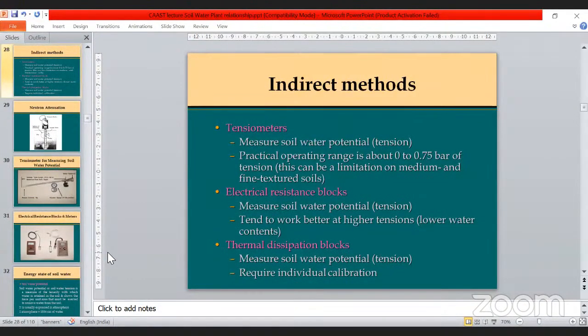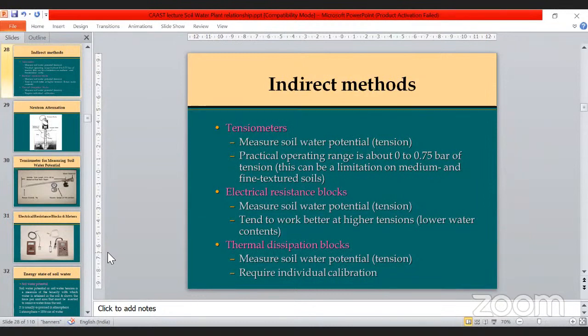Among indirect methods, the tensiometer is there. It has a porous cup at the bottom, and the whole pipe is attached to a pressure gauge. The gauge reads based on how much moisture is depleted from that probe, that is, how much is being extracted from the soil. That pressure is what the tensiometer measures. The practical operating range is about 0.0 to 0.75 bar of tension. It is not laborious and there is no difficulty in understanding how to take tensiometer measurements.